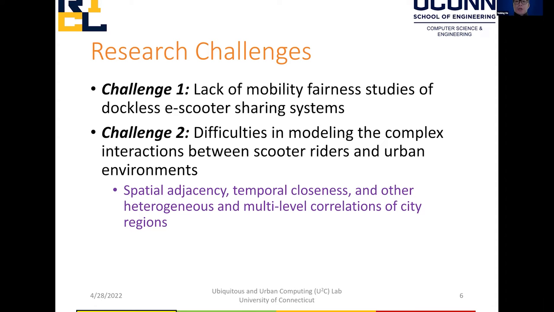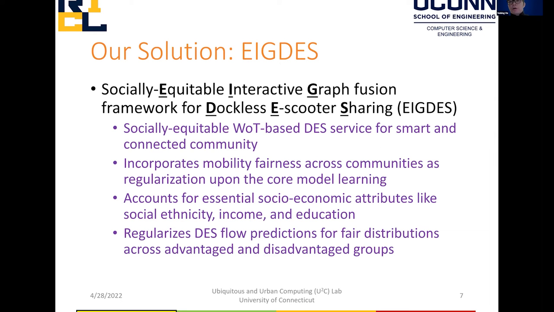So in this work, we propose a scheme called IDES. I'm not sure whether it's the correct pronunciation, but it's a name for our scheme. It's a socially equitable interactive graph fusion framework for the dockless e-scooter sharing system. We provide socially equitable WOT DS service for smart and connected communities, and we try to incorporate an important perspective related to mobility fairness across communities as a kind of regularization upon the core model learning.